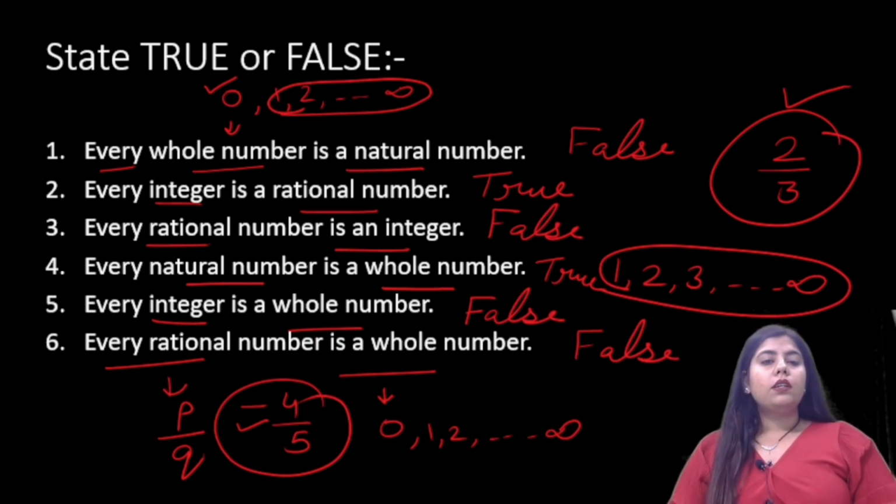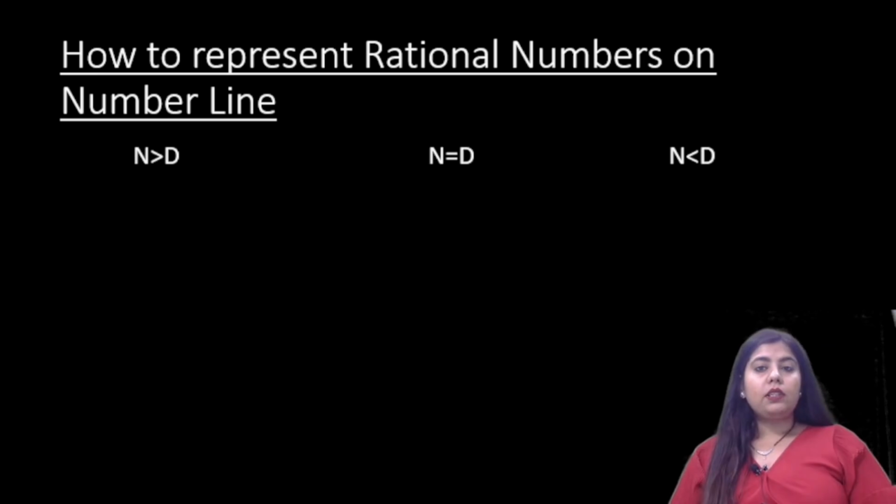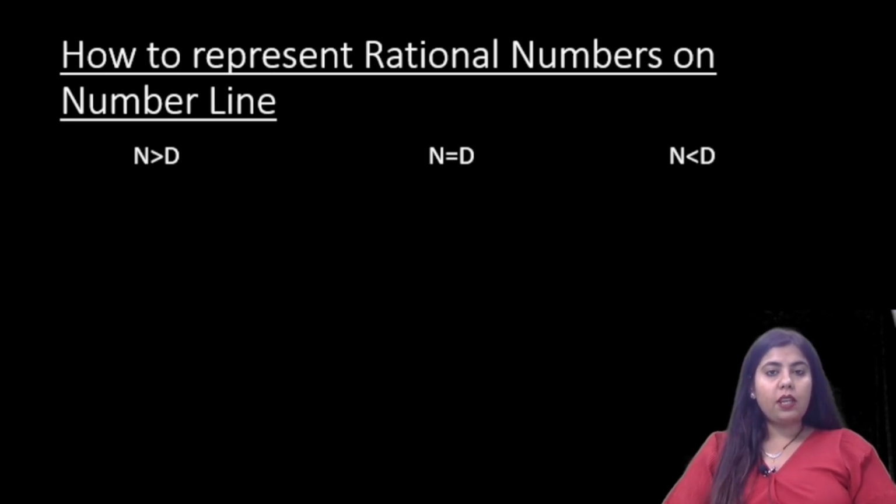Okay. So the next topic is how to represent rational numbers on the number line. Now we have the rational numbers and we have to represent those rational numbers on the number line. Now there are three cases, three types of rational numbers. First is when n is greater than d, which means when the numerator is greater than the denominator. For example, 5 upon 3.